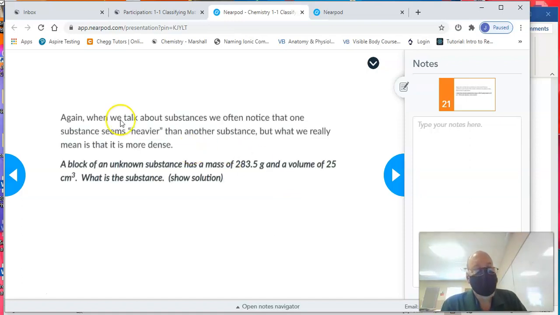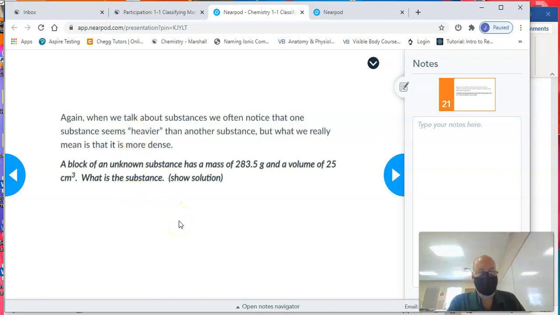When we talk about substances, we often notice that one substance seems heavier than another substance. What we really mean is that it's more dense if they have the same volume. One is more dense than the other. It has more mass. It has more stuff per unit of volume.